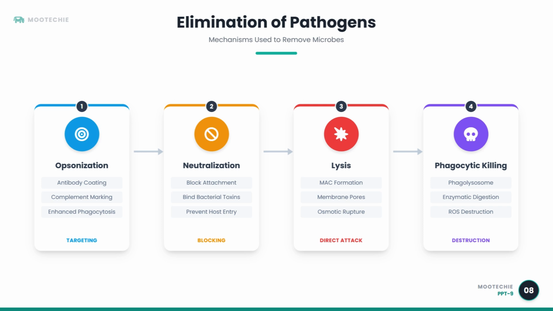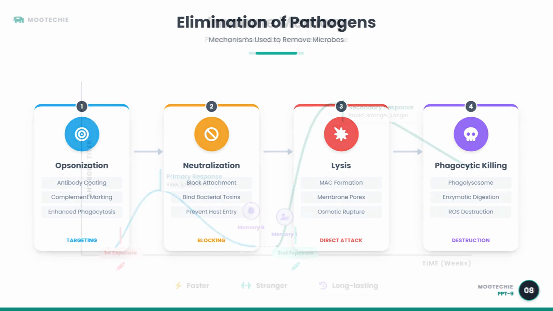The third mechanism is direct lysis. The complement system we discussed earlier can form a membrane attack complex, creating pores in the microbe's membrane, causing it to take in water and burst from osmotic pressure. The fourth is phagocytic killing. Once a phagocyte engulfs a microbe, it encloses it in a phagolysosome where powerful enzymes and reactive oxygen species, or ROS, completely digest and destroy the invader.